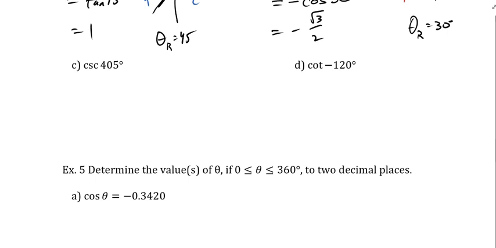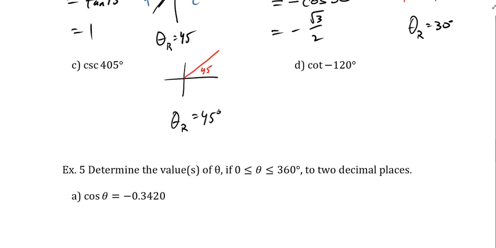Cosecant of 405. You don't see too many like this, but once you get it, it's not that hard to start changing it a little bit. How would I do this one? So 405 goes all the way around 360 plus another 45. So again, that's still giving me theta related.